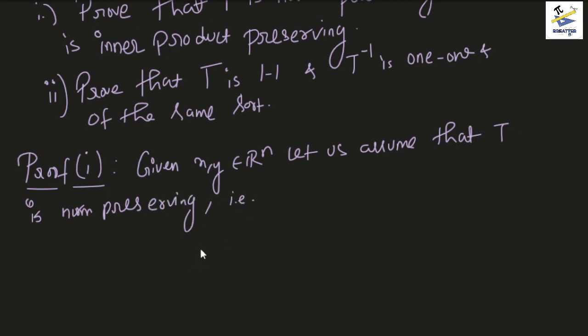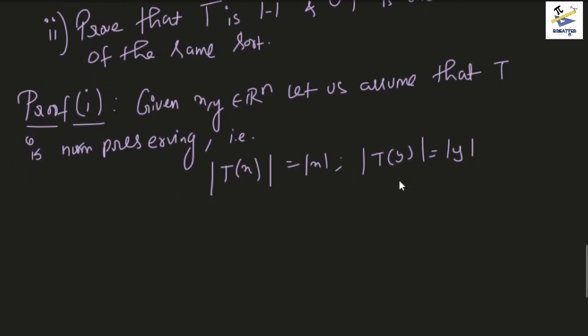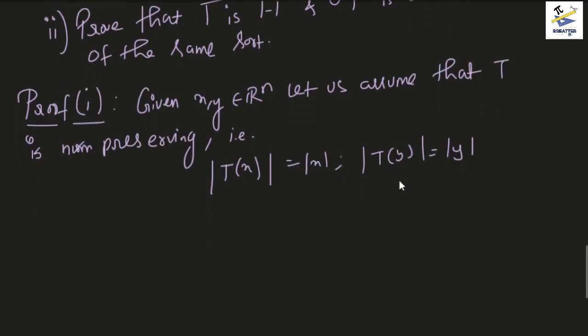That is, we can understand that the norm of Tx should be the norm of x, and the norm of Ty should be the norm of y. So this is what we mean by norm preserving, and we need to prove that it is inner product preserving.